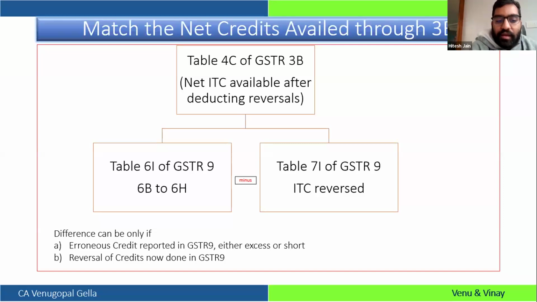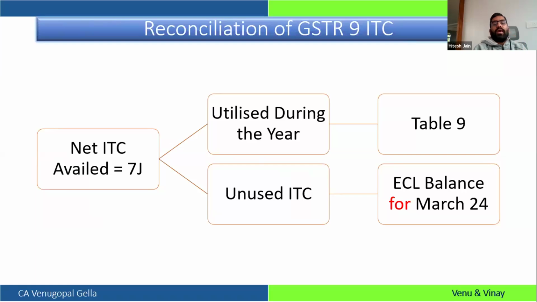If there is any difference, it can only be because of two reasons. One reason is that you have not shown the reversal in the monthly returns, but you are showing such excess reversal in your annual return. And the second is erroneous credit reported in GSTR 9, either excess or short. So in case you get a difference between table 4C of GSTR 3B on a consolidated basis and table 7J of GSTR 9, these two can only be the reasons for such differences.